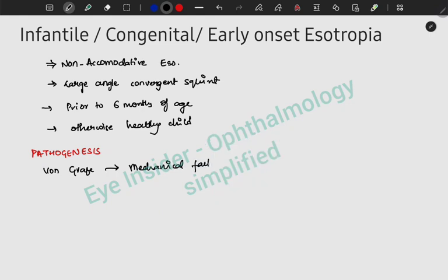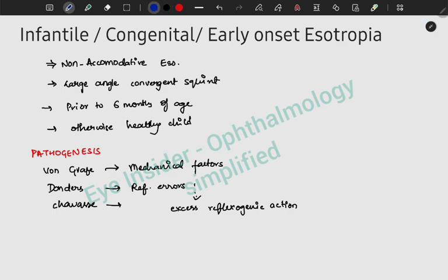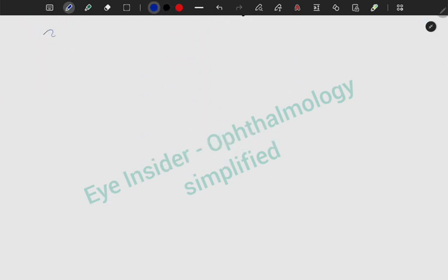The pathogenesis has been postulated by von Graefe due to some mechanical factors. Donders said it might be due to refractive errors, and Ciancia says it might be due to mechanical factors which lead to excess reflexogenic action. This is the most commonly used theory.